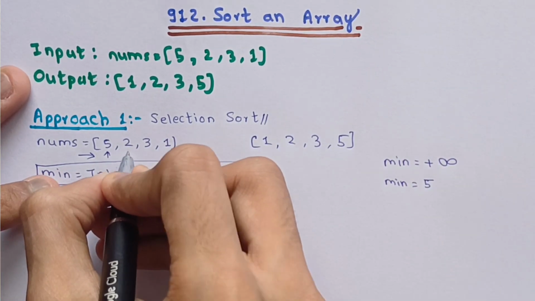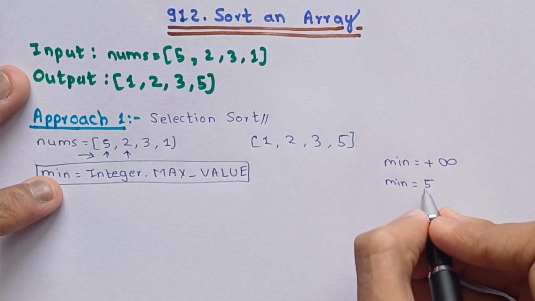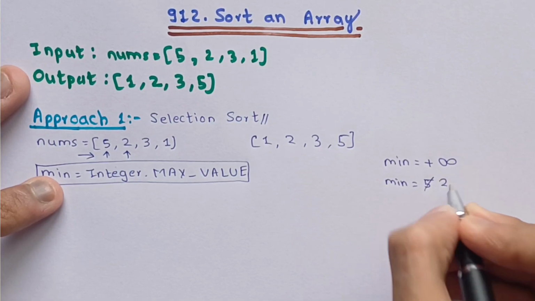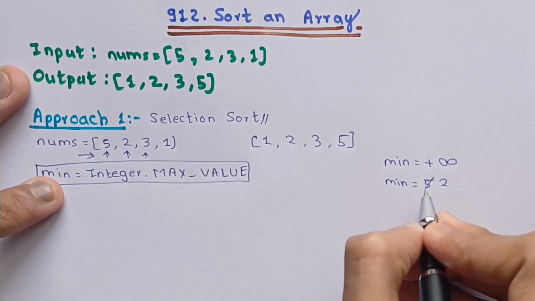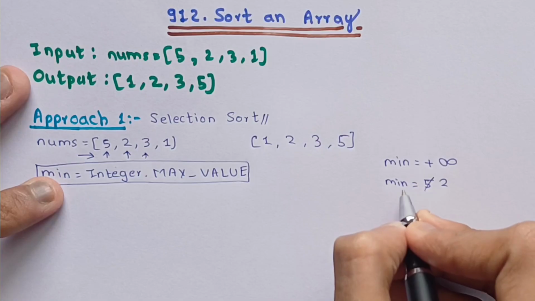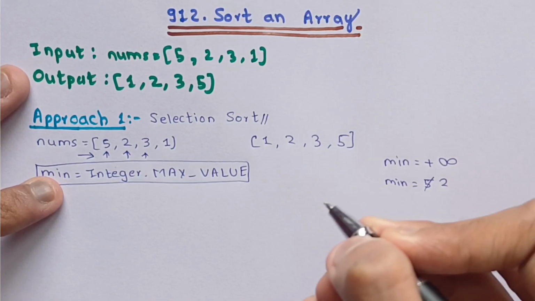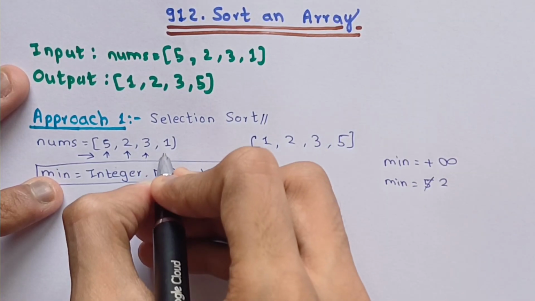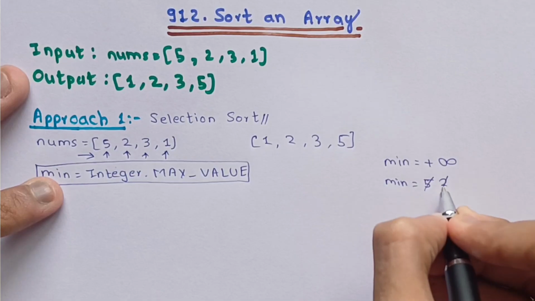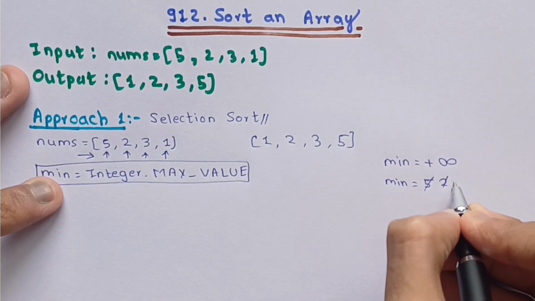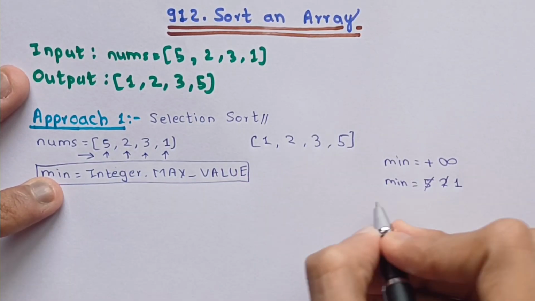Now again we traverse and come to 2. 2 is less than 5, so minimum becomes 2. Now 3 is greater than the minimum, so it will not change. Now 1 is less than the minimum, so the minimum gets updated to 1. Now minimum is equal to 1.